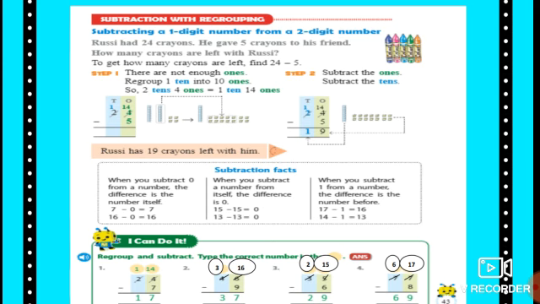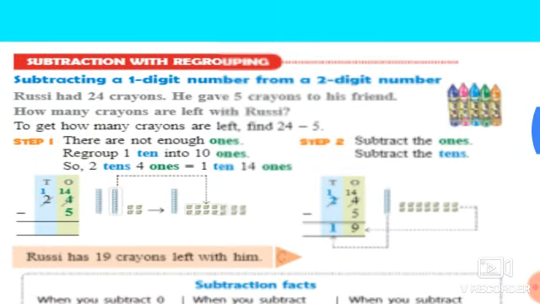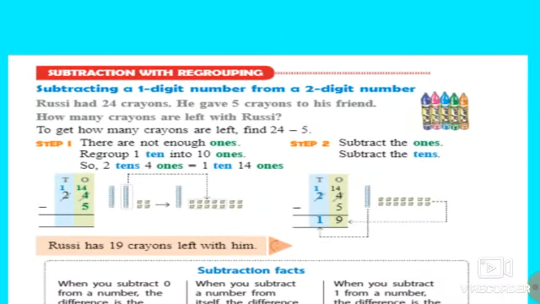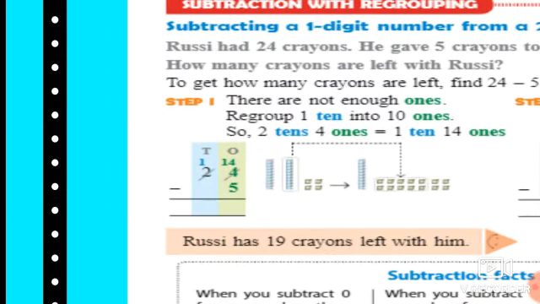See this step 1. There are not enough ones. Regroup 1 ten into 10 ones. Now if we subtract 5 from 24, that means 24 minus 5, we cannot subtract 5 from 4 because 5 is a bigger number and 4 is a lesser number. So we can't subtract a bigger number from a smaller number. Now what do we have to do, students? Regrouping. Regrouping means borrowing. In this part, we will be borrowing from the tens place.